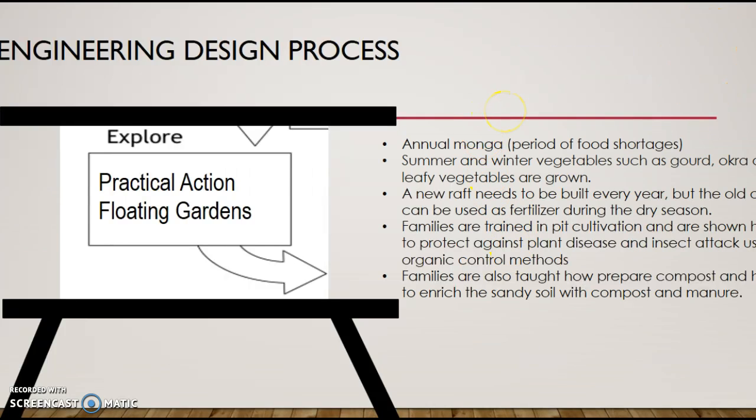Some more interesting facts that I found here from the website. In addition to their annual monsoon season, that leads to what they call the annual manga, which is their period of food shortages. The vegetables that they grow on their floating gardens are typically gourd, okra, and other leafy vegetables. I also thought it was interesting that they have to build a new raft every single year, but luckily they can use the old one as fertilizer during the dry season.